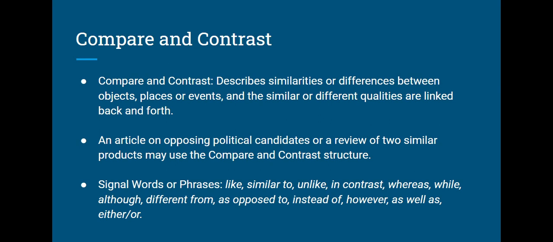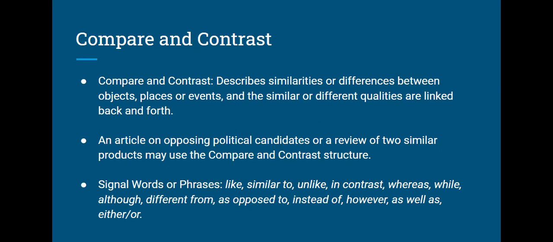So a lot of times you'll have two different things, and they might have a lot in common, or they might have a lot not in common. So looking at those similarities and differences is really the purpose of a compare-contrast article. An article that looks at opposing political candidates is usually a really good one, especially with the election coming up, right? We're going to see a lot of articles comparing Trump to whomever wins the Democratic nomination, probably Joe Biden. So we're going to see a lot of differences and similarities between those two candidates.